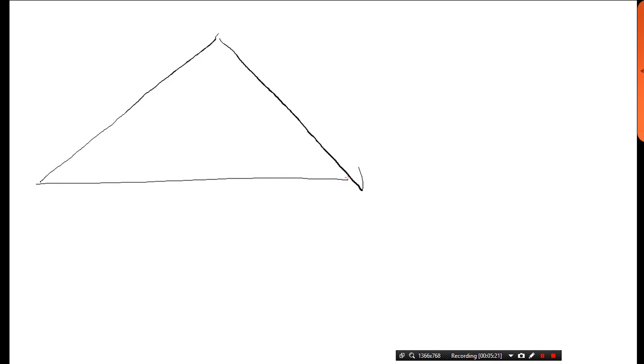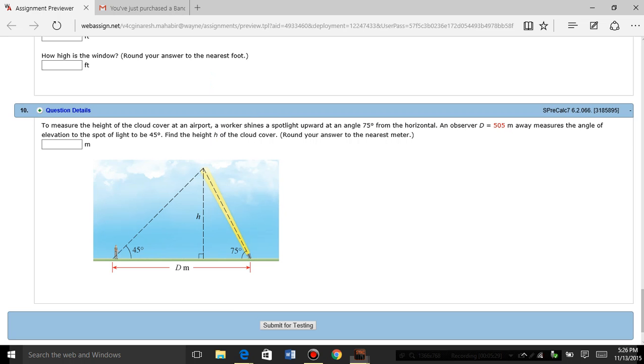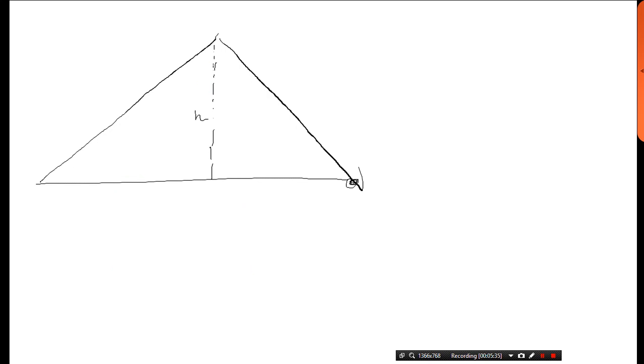Okay. So here's my spotlight and he's shining up. There's my cloud cover, which we're looking for. Call that h. Let me get some more of these details. That is 75 degrees. 45 degrees is what the man is. 75 degrees.